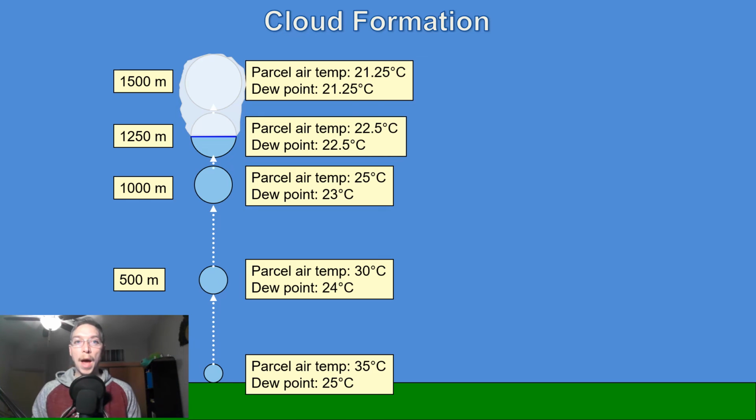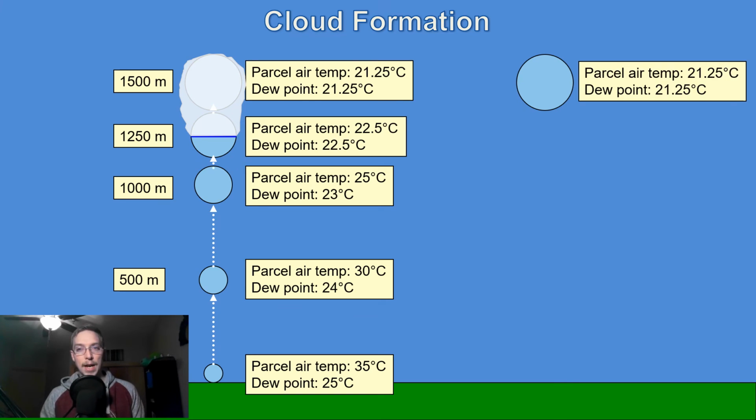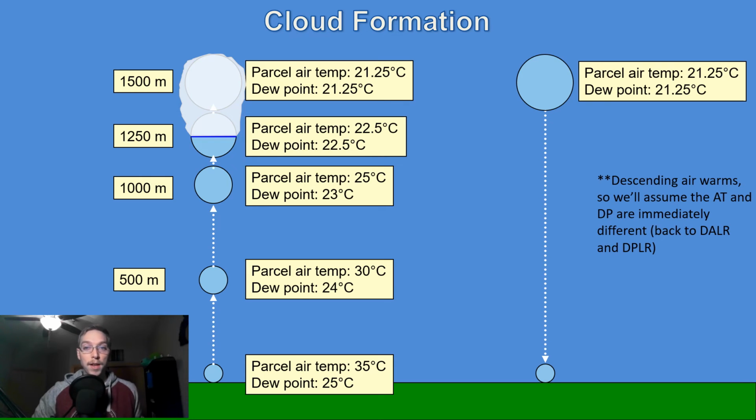So what happens then when you have descending air? Because we know as air rises, it cools, as air descends, it warms. So immediately you're going to have a change in how we have to calculate rates as air descends. So here is our same parcel of air at 21.25 degrees Celsius for the dew point and air parcel temperature. And we're going to be descending all the way back down to the surface. We see that air is condensing. So one thing we need to note is that descending air warms. So we will assume that air temperature and dew point are immediately different.